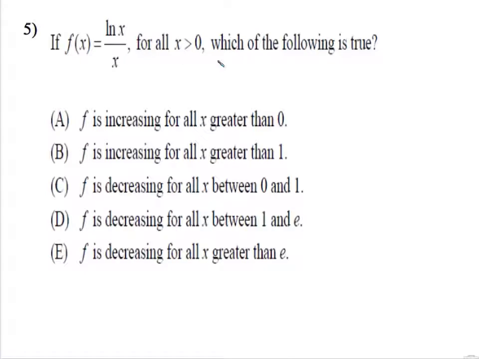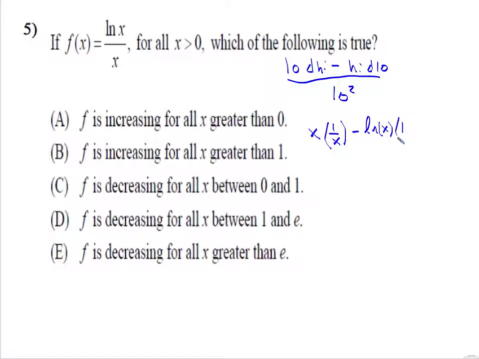Taking f prime, this is going to be quotient rule. Quotient rule says, oh, close. Low d high, high d low. Low d high minus high d low, all over low low. All right, so low is going to be x, d high is going to be 1 over x, minus high is going to be natural log of x, d low is going to be 1.